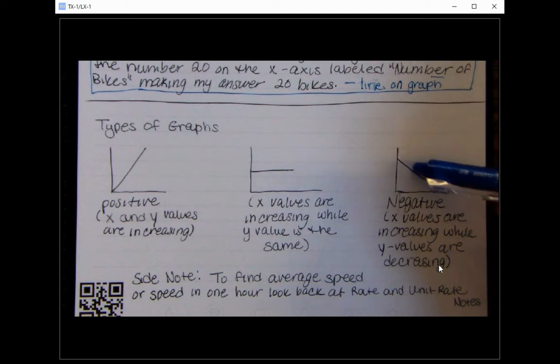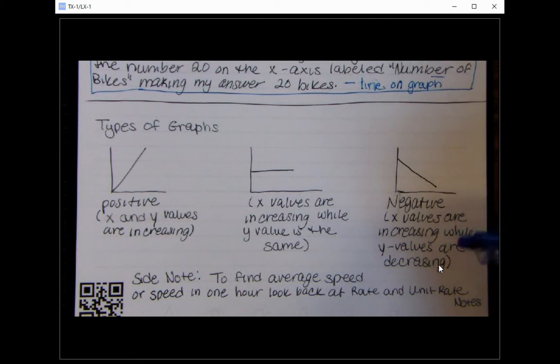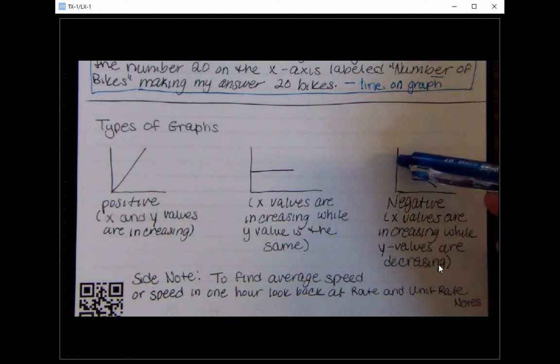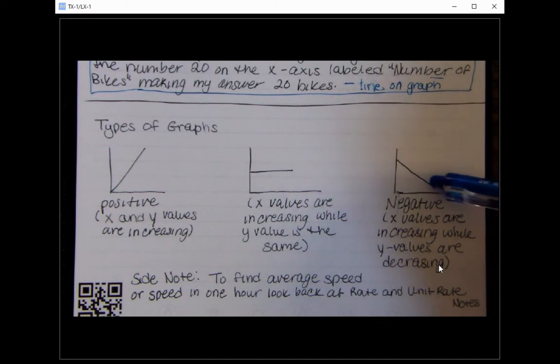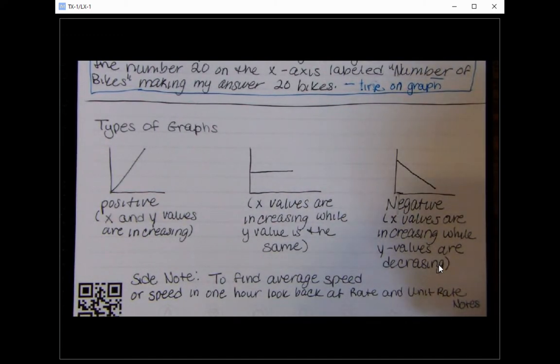And then finally, we have that negative line or that negative slope, which is when the x values are increasing while the y values are decreasing. So again, going back to that tortoise and the hare example, we had a dog that was walking backwards, and they were walking backwards because over time the distance was decreasing.